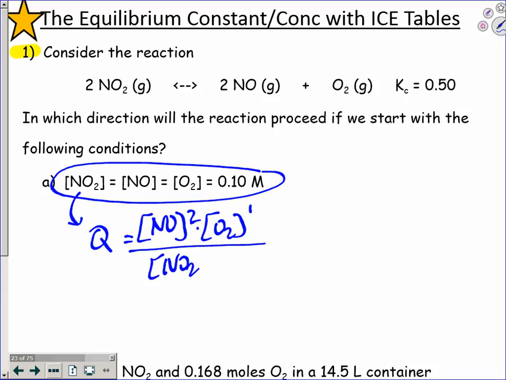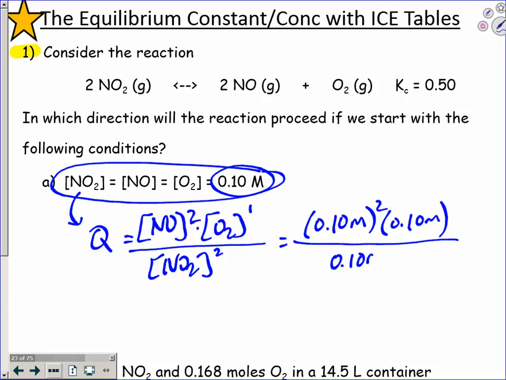Okay. So this is our expression for K or Q. It's the same expression, but we're plugging in 0.1 molar for all of them. So 0.1 molar squared, 0.1 molar over 0.1 molar squared. No calculator, guys. What is this? 0.1. Good, because this 0.1 squared cancels. Okay, so this Q is 0.10. No units. Q and K are unitless. So this is Q, right, guys?